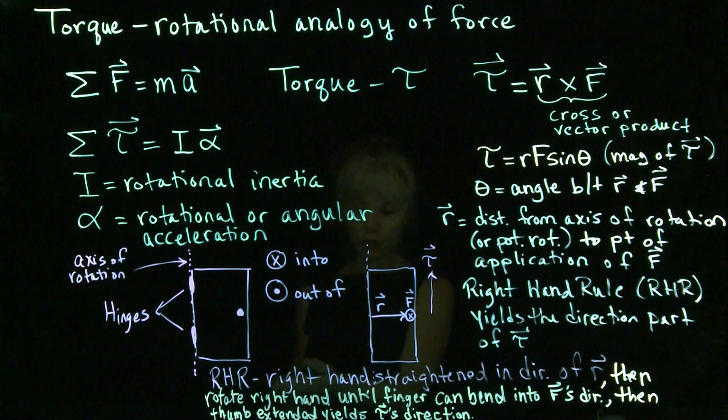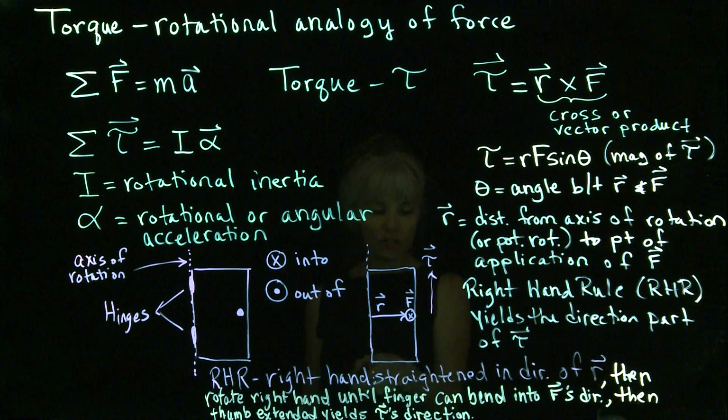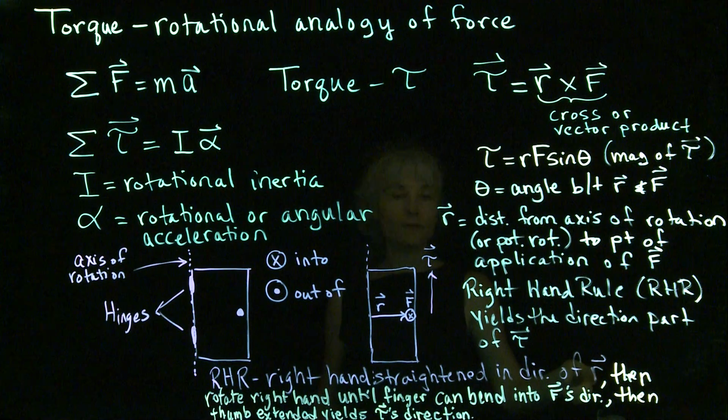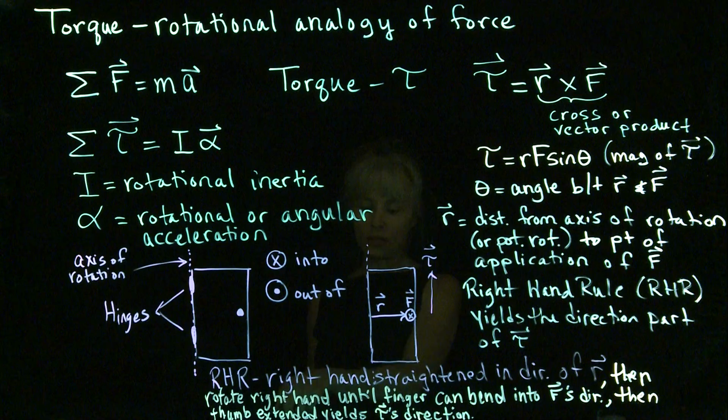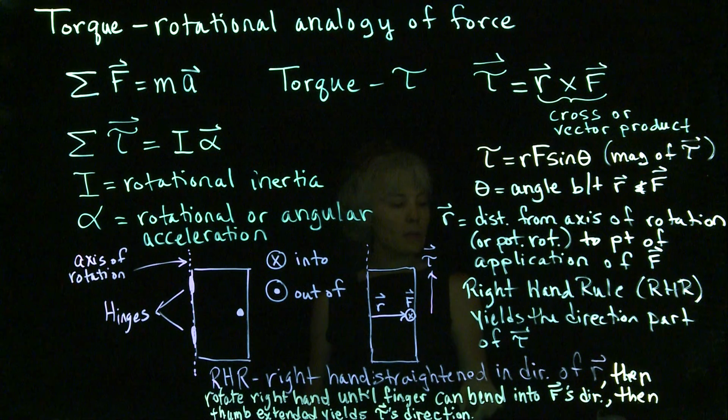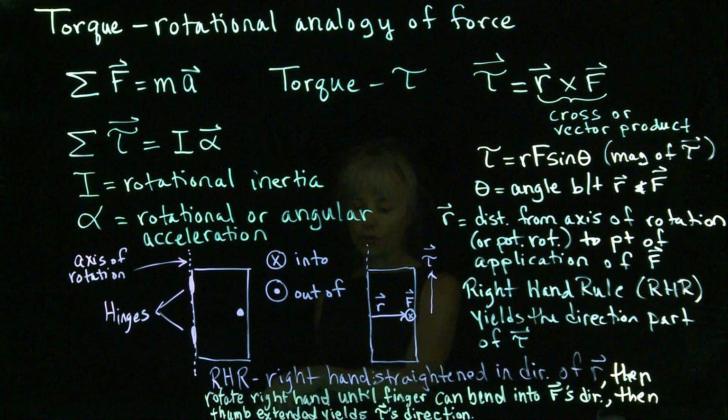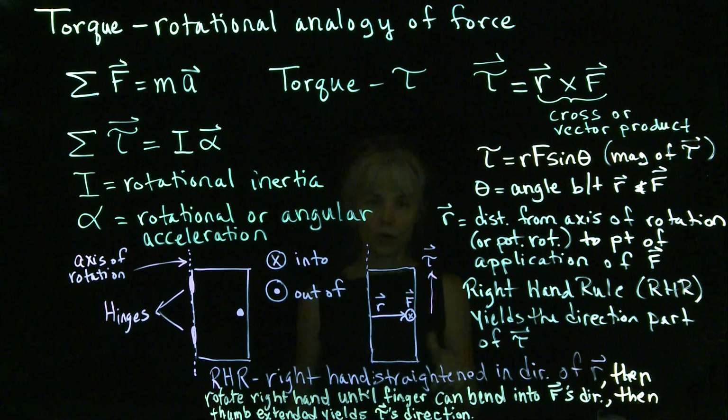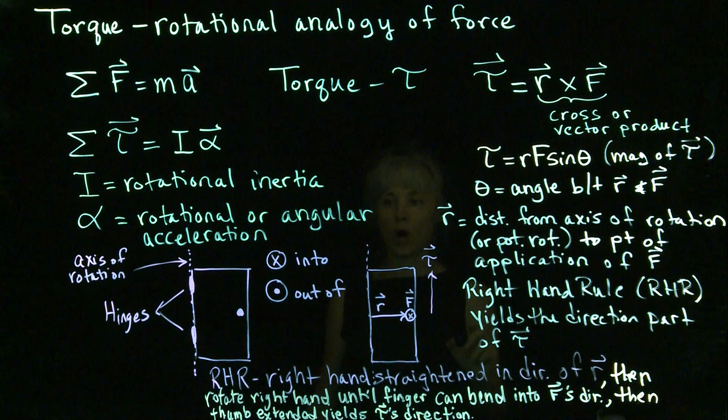So the right-hand rule is placing your right hand straightened in the direction of the first vector, R. Then rotate the right hand until the fingers can bend into F's direction. Then your thumb extended yields the torque's direction. We'll have some time to practice with this as we move on. And in the next video, we'll talk a little bit more about rotational inertia, and we'll look at summing up some torques as well. So we'll see you next time.